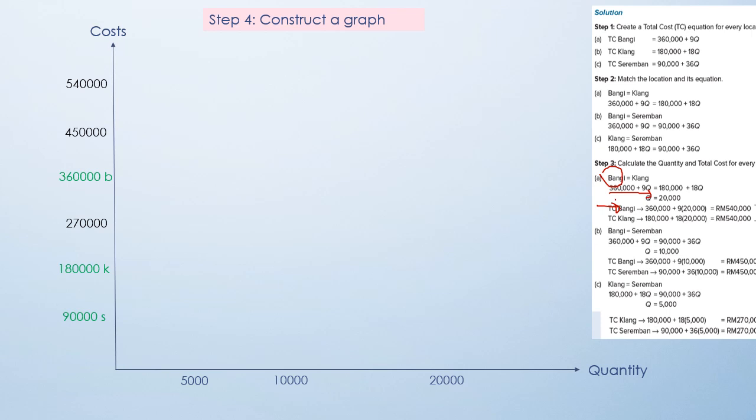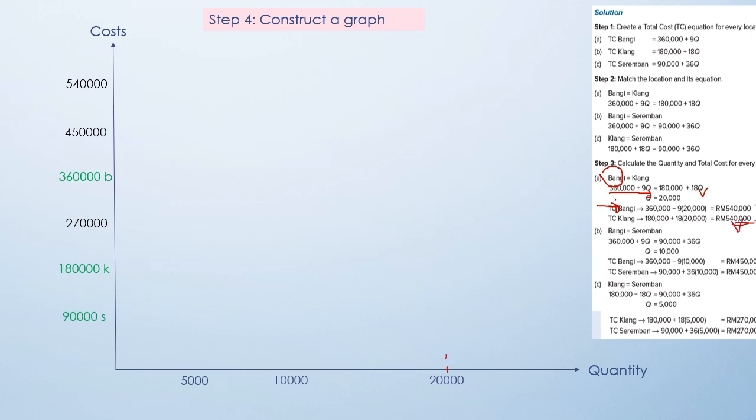The first quantity that we calculated was 20,000. This 20,000 belongs to the match of Bangi and Kelang. So in order to construct a graph, we have to intercept. Intercept here means berselang. To intercept the quantity and the total cost. So kita kena selangkan quantity and the total cost. So the quantity that we calculated for the first match, Bangi and Kelang, was 20,000. The total cost was 540,000.